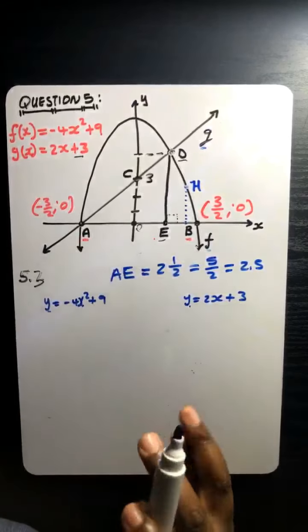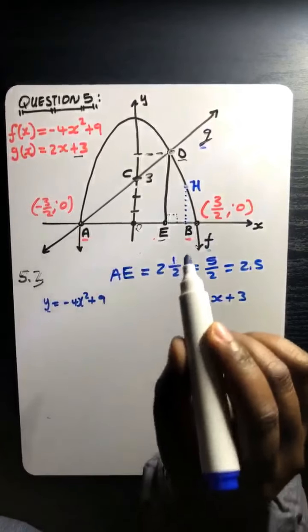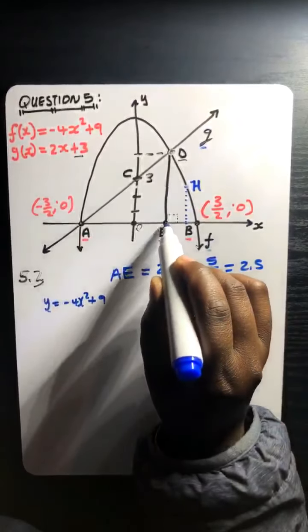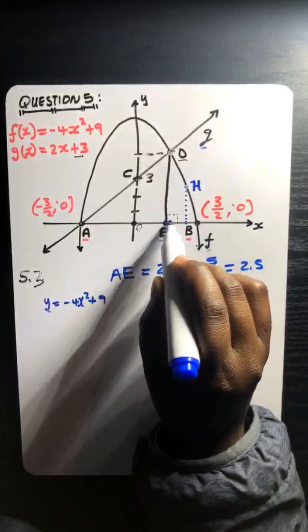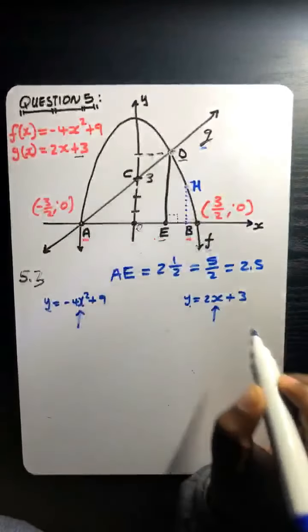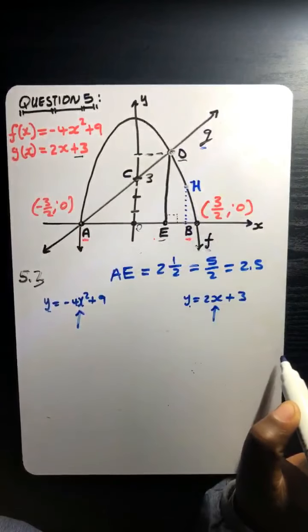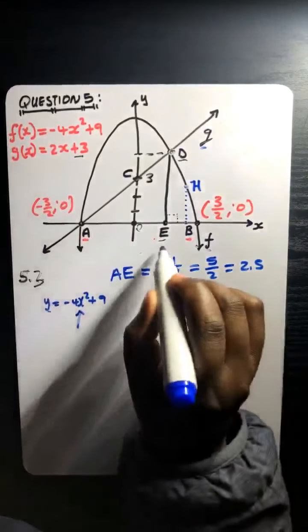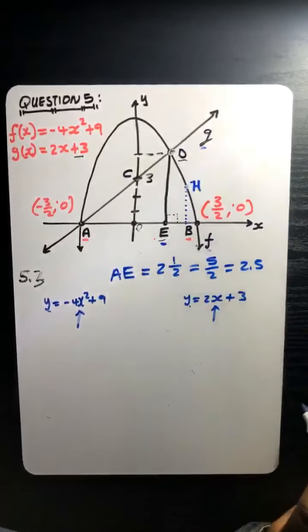So now, what is the x value there at E, so that we can substitute it either there or there and expect to get the same answer? What is the x value there, guys? Is there someone who wants to guess what is the x value there?